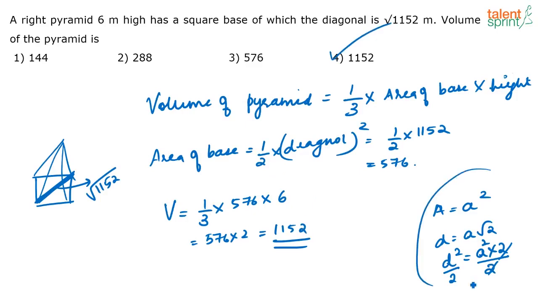I hope this part is clear. I just explained how I write this formula. If any of you don't know how to express the area of a square in terms of its diagonal, this is the logic of how we arrive at that.